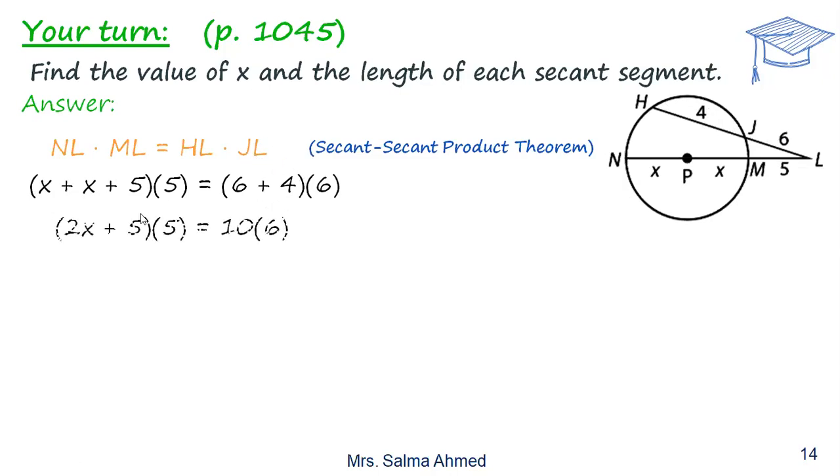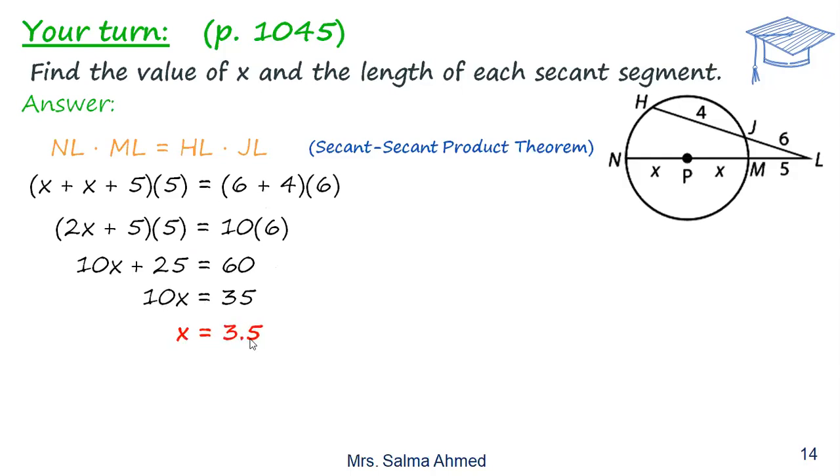I'm going to combine like terms, 2x plus 5 in a bracket times 5 equals 10 times 6. I'm going to distribute the 5 inside this bracket, so it will be 10x plus 25 equals 60. And I'm going to get 25 to the other side, so it will be 10x equals 35. By dividing 35 by 10, x equals 3.5.